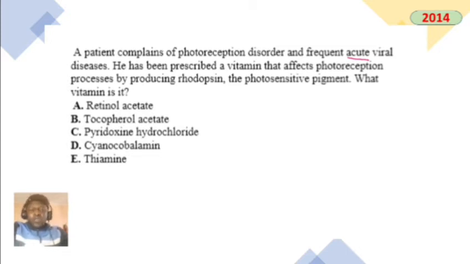So for vision, it is actually retinal, the active form. It's actually 11-cis retinal. And also this part, which talks about acute viral disease. For example, in measles, if you give vitamin A to someone with measles or someone at risk of getting measles, it will reduce severity and also reduce mortality. Right, so here the answer is retinol acetate. Retinol acetate is just a form of vitamin A.